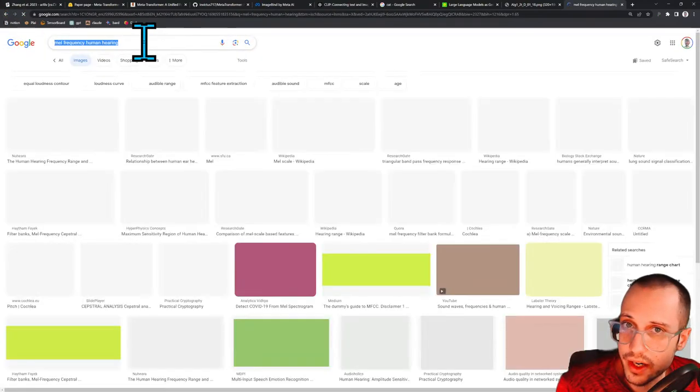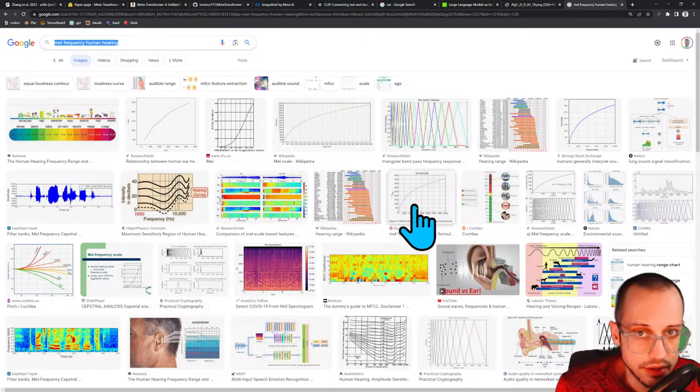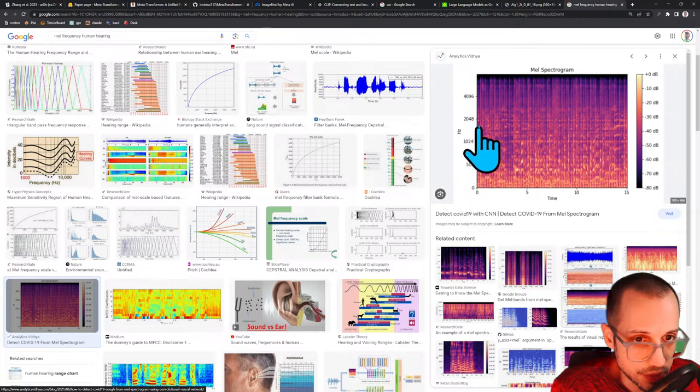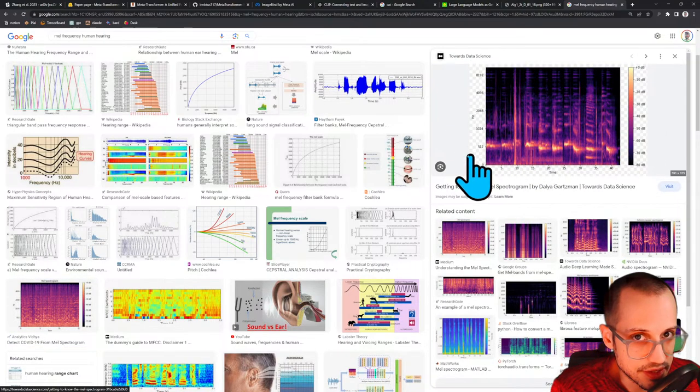Whenever you see a spectrogram like this, that's what the y-axis is. So here, this is basically an audio or a sound. Then maybe this is a better example of what a real spectrogram would look like.